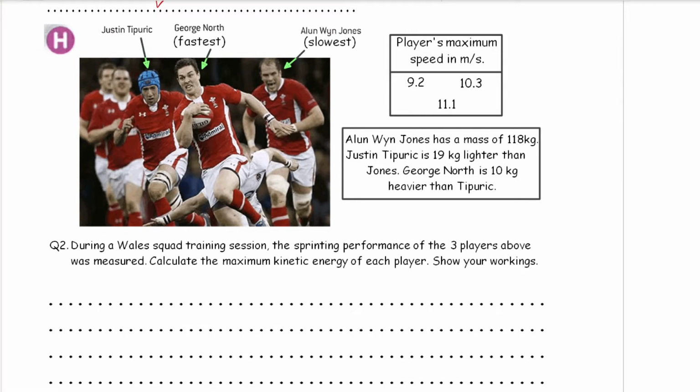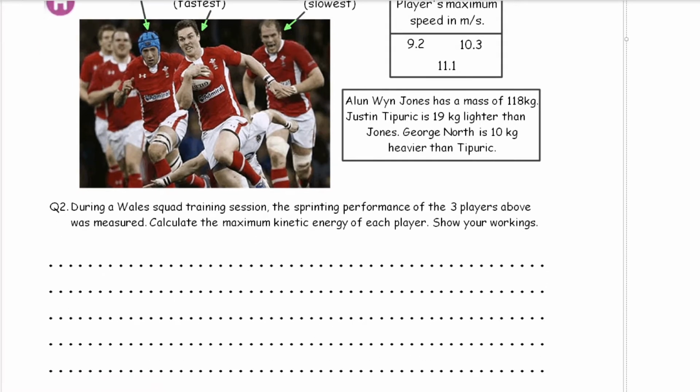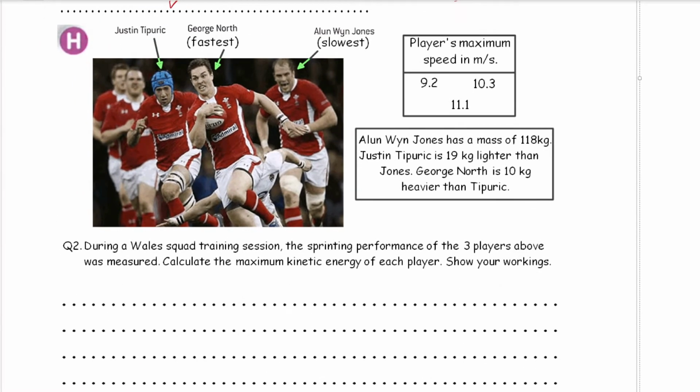You can see the players identified there. It's asking you, calculate the maximum kinetic energy of each player, showing your workings. The information it gives you is that Alan Wynne-Jones has got a mass of 118, Tipperick is lighter at 19 kilograms, and George North is 10 kilograms heavier than Tipperick. So a little bit of numerical thinking to do here.